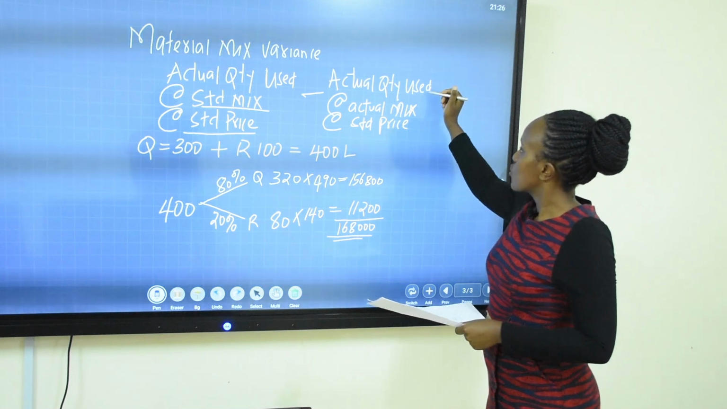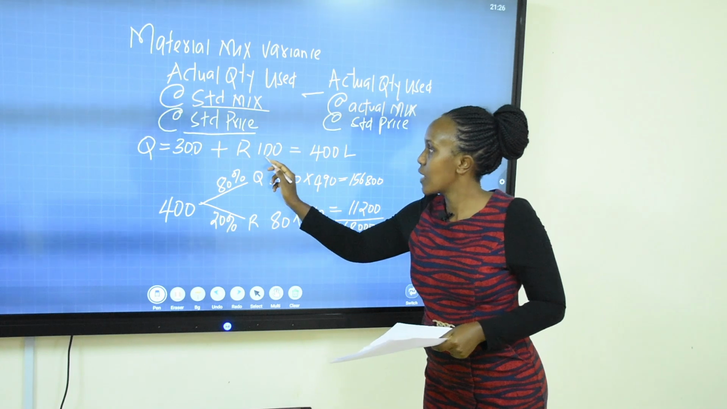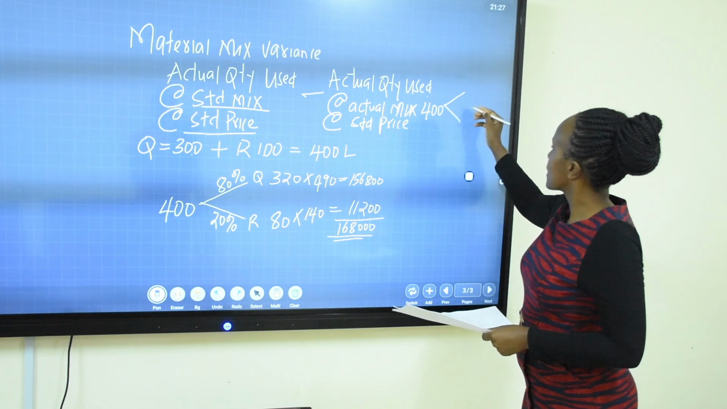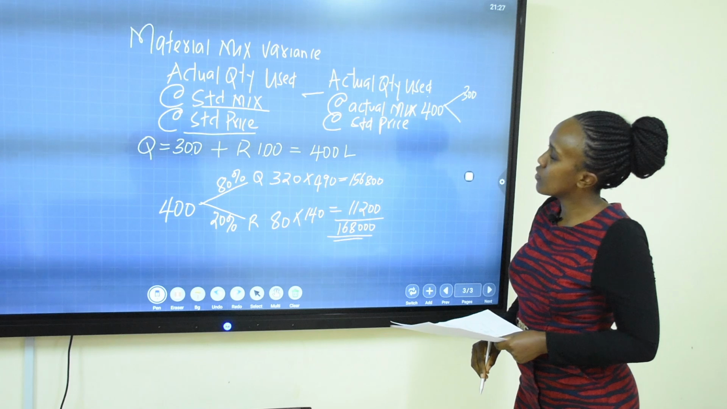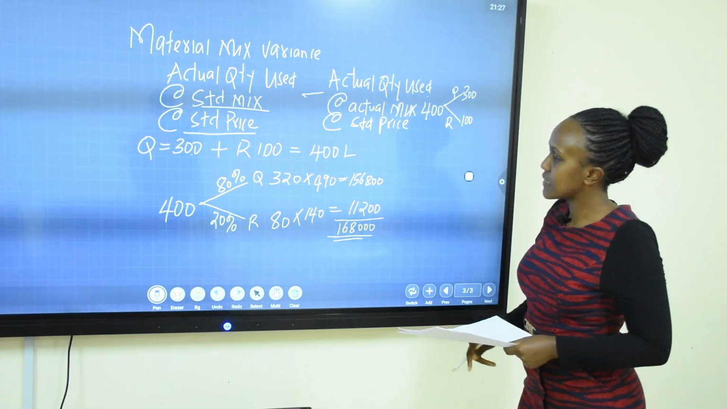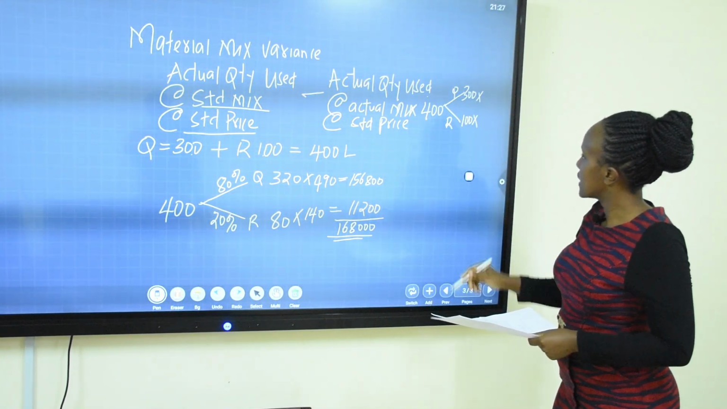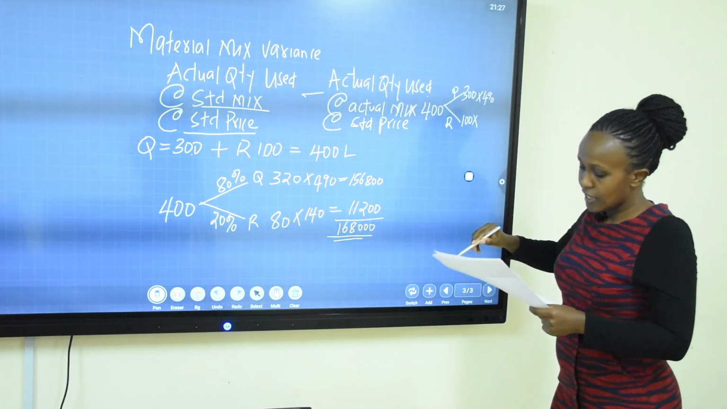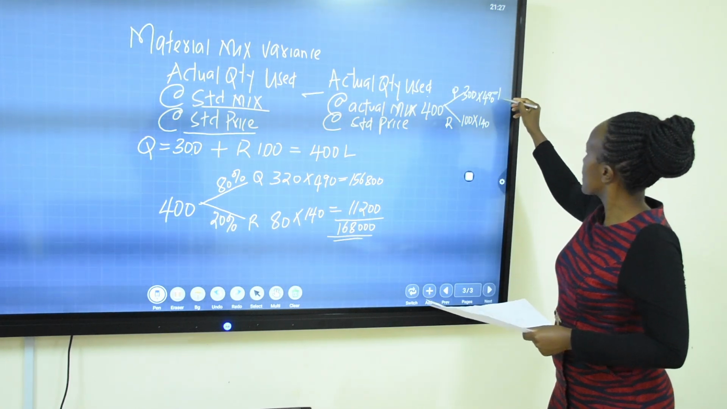But now, what did they actually do? Let us look at the actual mix. The actual mix was 300 and 100. So actually the same quantity of 400 was mixed at 300 for Q and 100 for R. That is the actual usage. So again, holding price constant, you multiply by the standard price of 490, and here you multiply by the standard price of 140. So this one gives us 147,000.